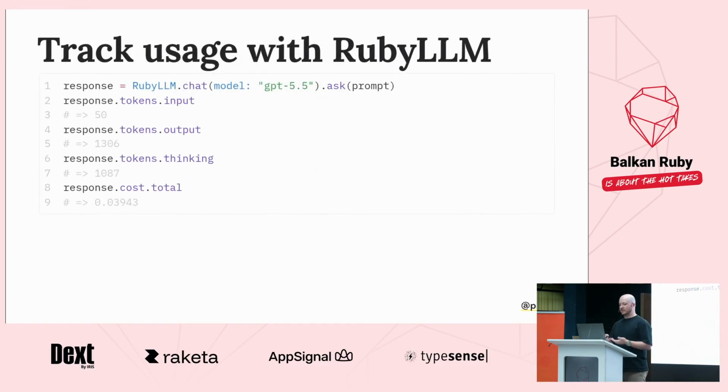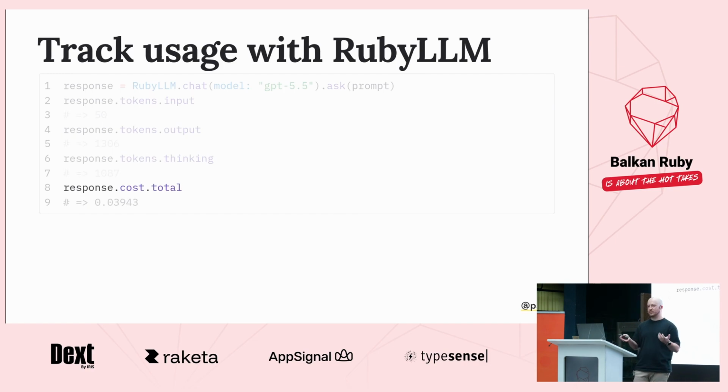In order to do it with RubyLLM, we have a standardized interface, and you can just have it this way. We have a token object, and it has input, output, and thinking. And from the last version, we also do the cost calculation for you, so that you don't have to rebuild that little function everywhere.